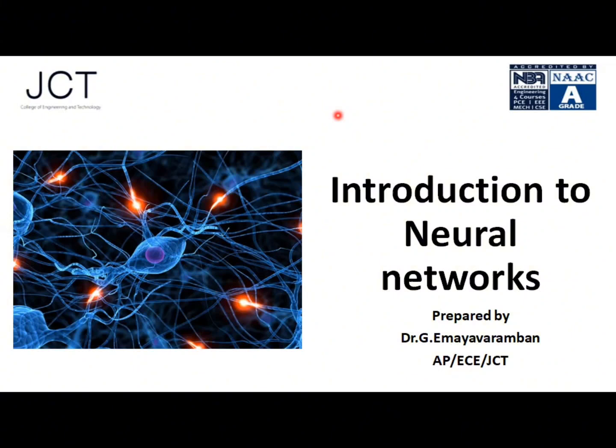Similarly, ANN means artificial neural networks. It is denoted as ANN. Similarly, NN means neural networks. It is denoted as NN. AI, ANN, NN is the abbreviation of neural networks and its subdivision.